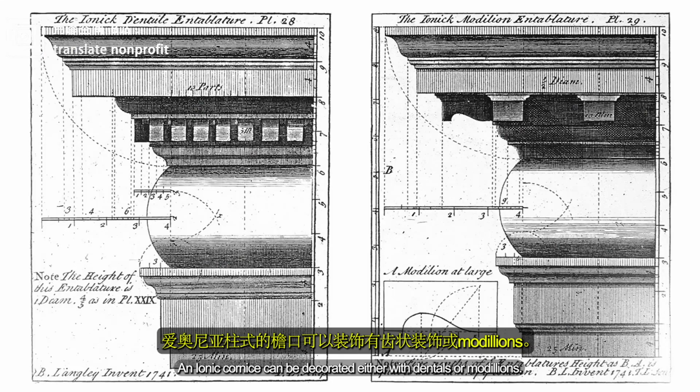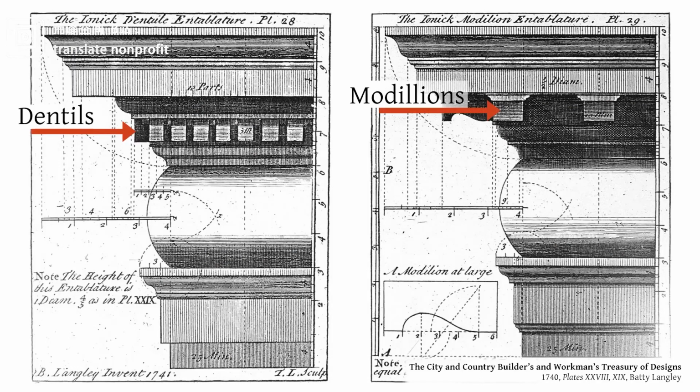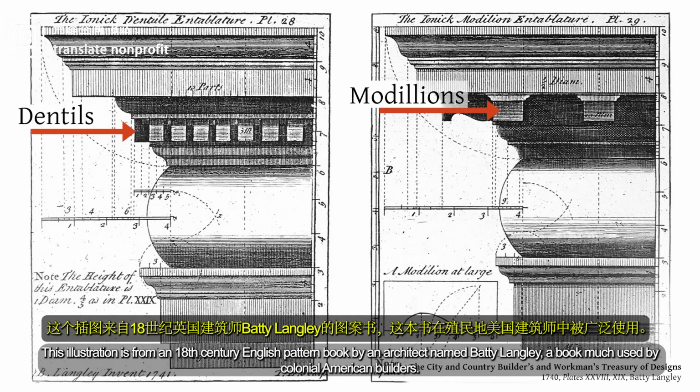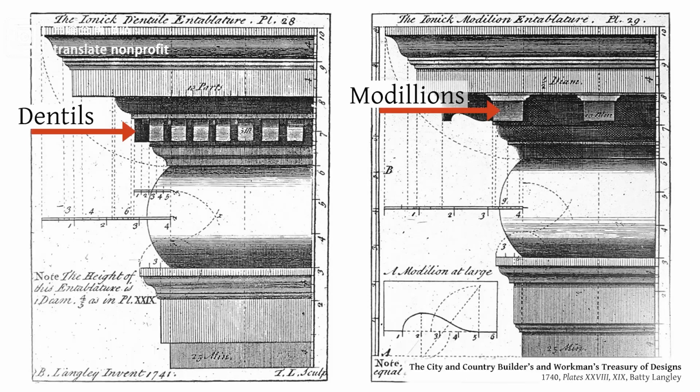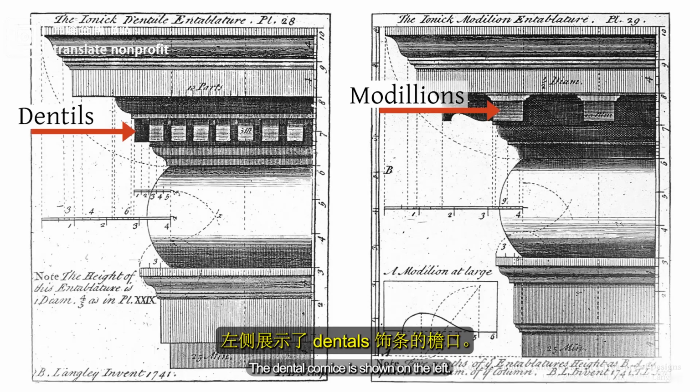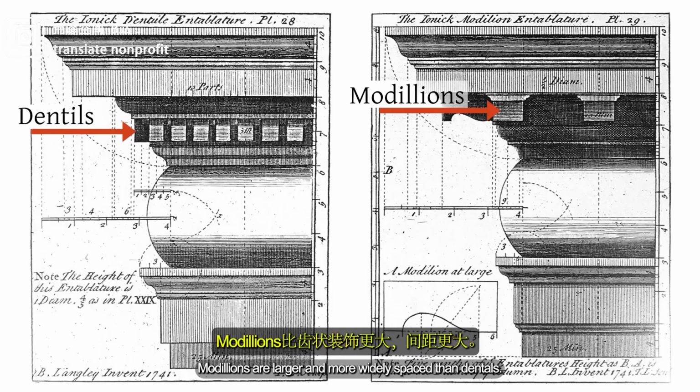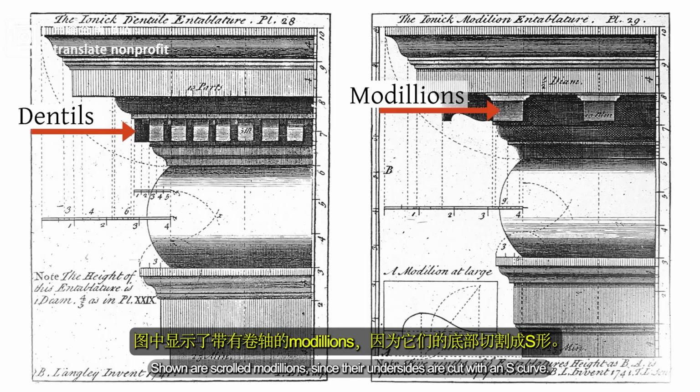An Ionic cornice can be decorated either with dentils or modillions. This illustration is from an 18th century English pattern book by an architect named Batty Langley, a book much used by colonial American builders. The dentil cornice is shown on the left. Modillions are larger and more widely spaced than dentils. Shown are scrolled modillions, since their undersides are cut with an S-curve.